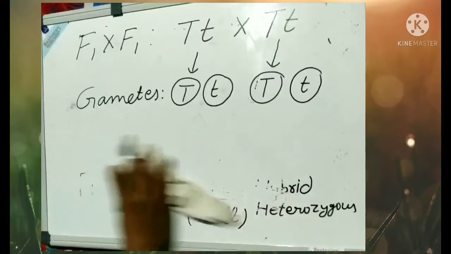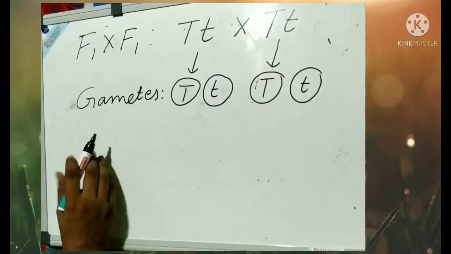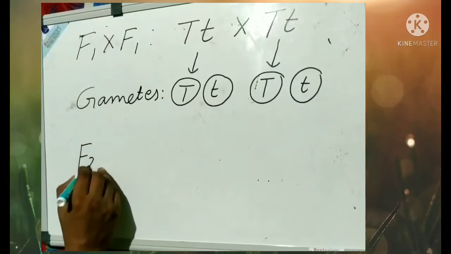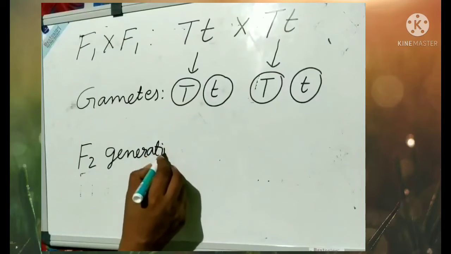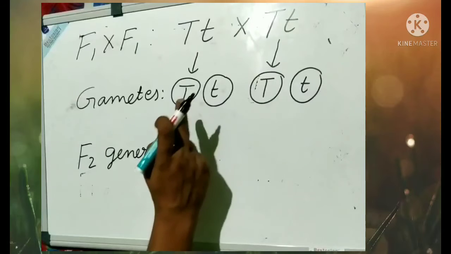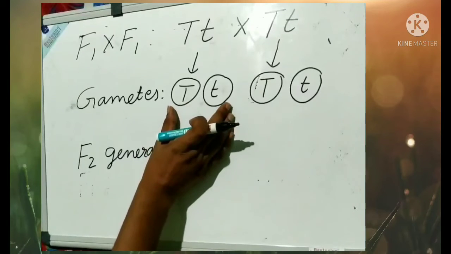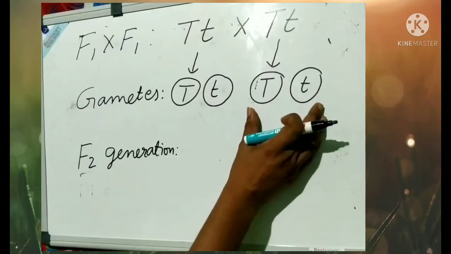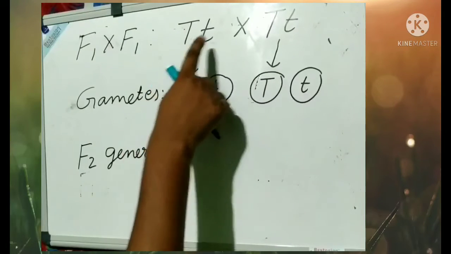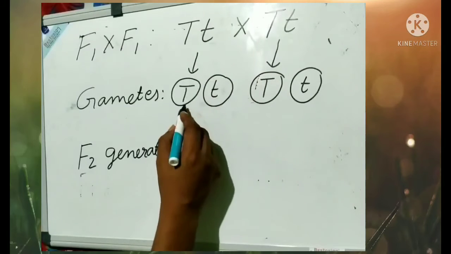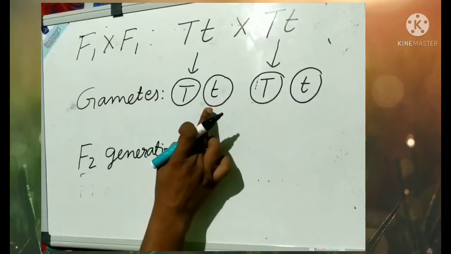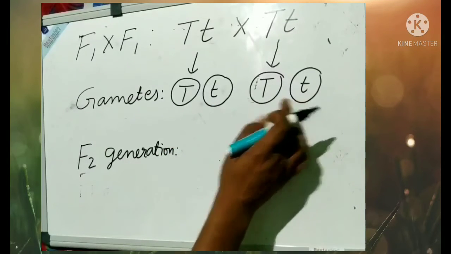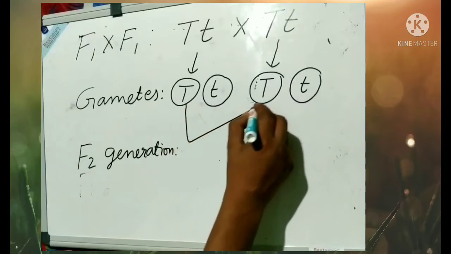Now fertilization takes place. After fertilization we will get the F2 generation. Suppose these two are male gametes and these two are female gametes, because one plant will be male and the other female. First this gamete will fuse with these two, and then this one will fuse with these two. Okay, so let's see what happens.